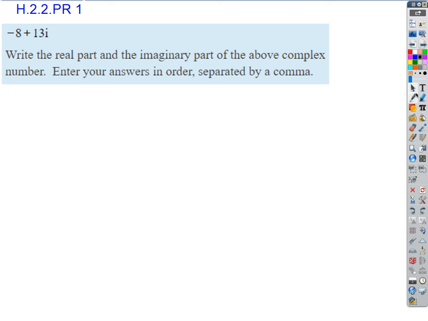So what is standard form for a complex number? A plus BI, good.